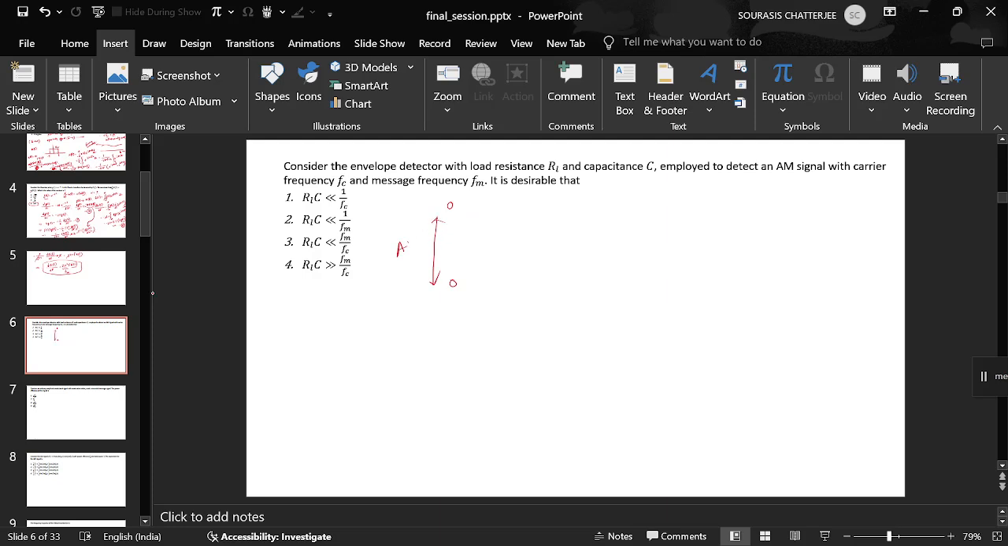So basically you are applying an envelope detector to the amplitude modulated signal here. The circuit is pretty simple. You have a resistance RL and you have a capacitance C here. So you are going to take the capacitance. Okay, there is a diode involved also. So just let me draw it.